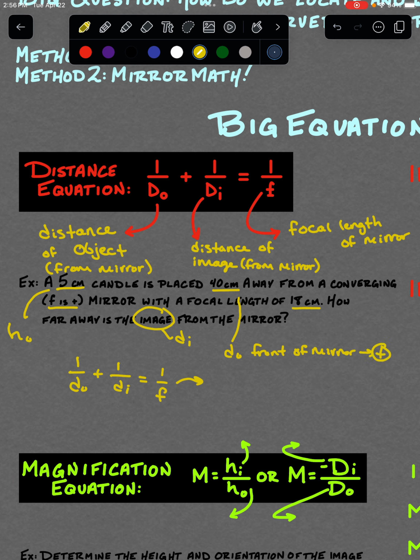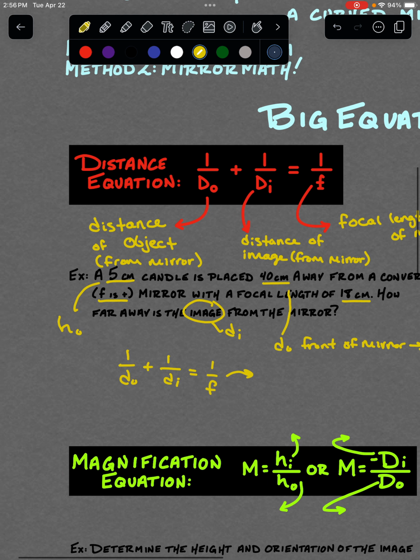All right, can the object ever be behind the mirror? No, it's always going to be in front of the mirror, so dO is always positive. Di is the only one that can be negative. And a real quick thing, we wrote it over here that f is positive because sometimes f can be negative.